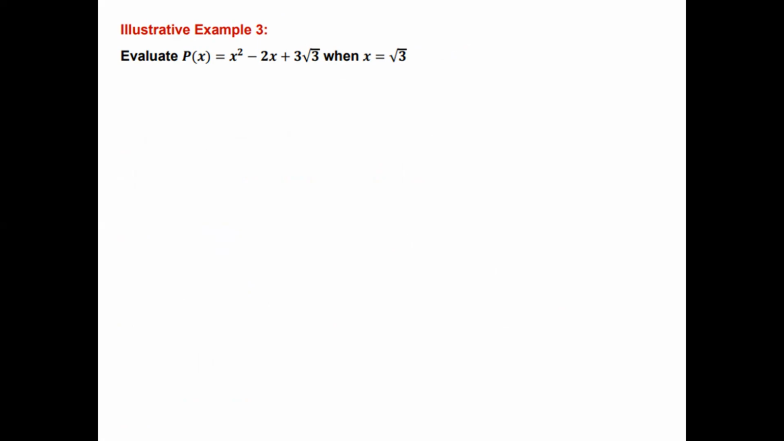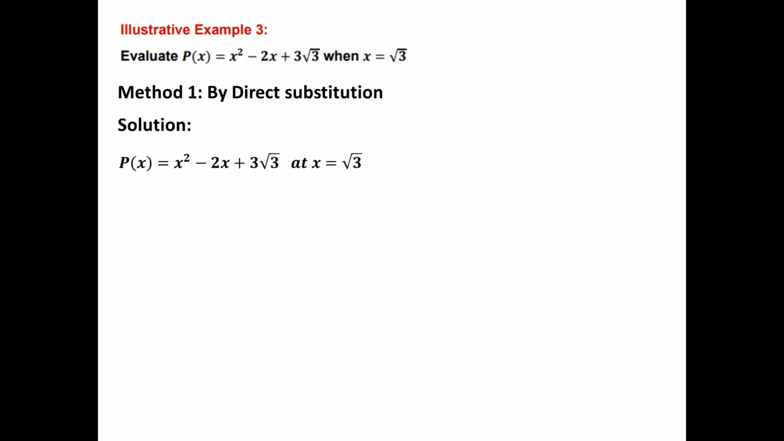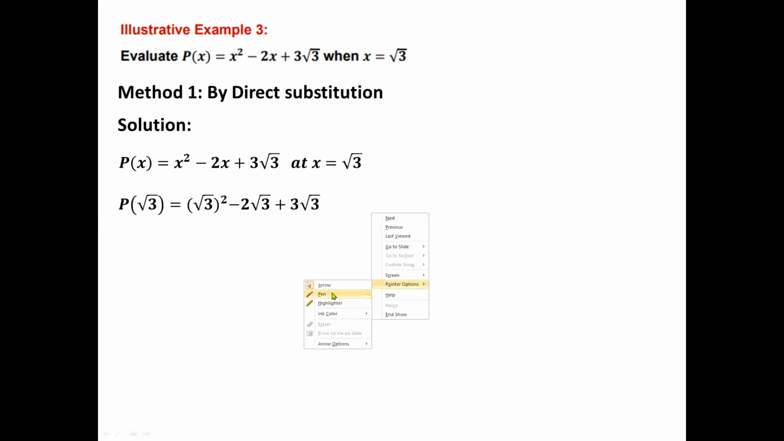P of x equals to x squared minus 2x plus 3 square root of 3, when x daw is equal to square root of 3. Now, if we're going to apply it by direct substitution, method 1 by direct substitution, P of x equals to x squared minus 2x plus 3 square root of 3 at x equals to square root of 3, ang hinahanap natin is P of square root of 3. Tingnan mo siya, anak. Yung x dito, pinalitan lang natin ng square root of 3 and even the x here. Gets mo ba siya, anak?